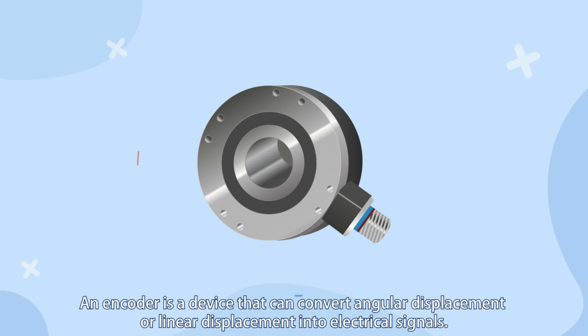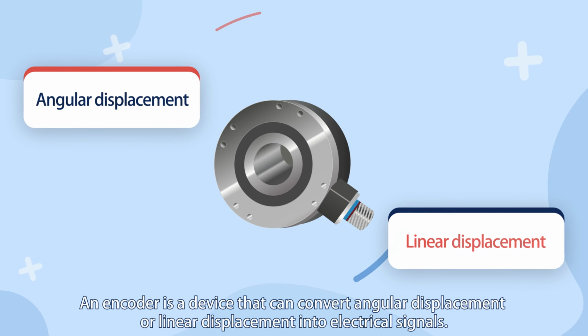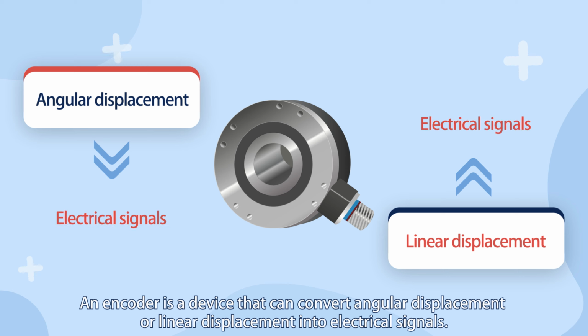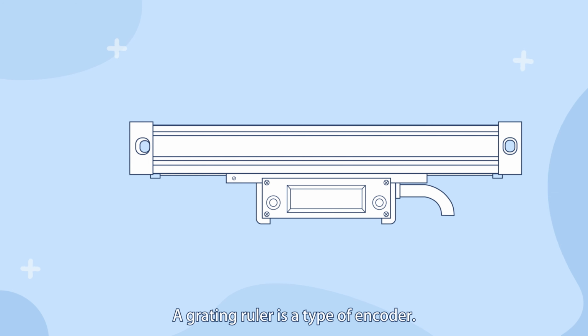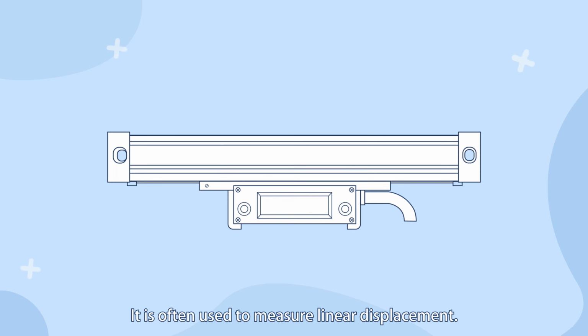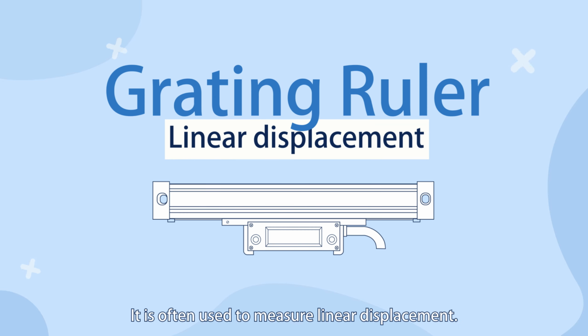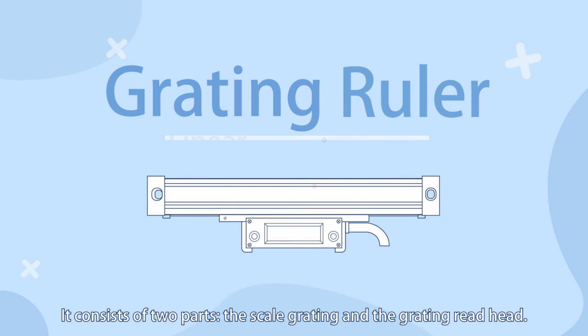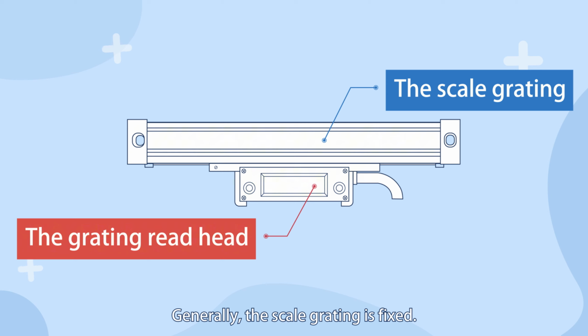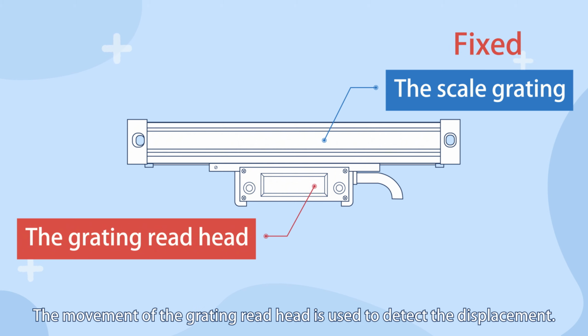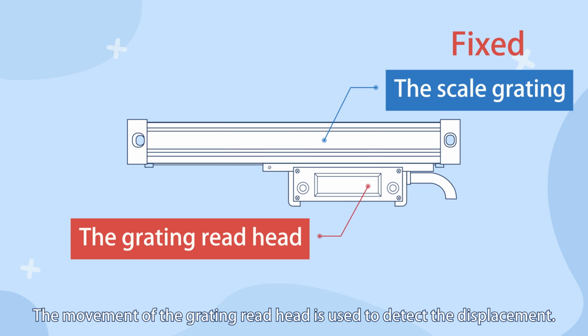An encoder is a device that can convert angular displacement or linear displacement into electrical signals. A grating ruler is a type of encoder. It is often used to measure linear displacement. It consists of two parts, the scale grating and the grating reed head. Generally, the scale grating is fixed. The movement of the grating reed head is used to detect the displacement.